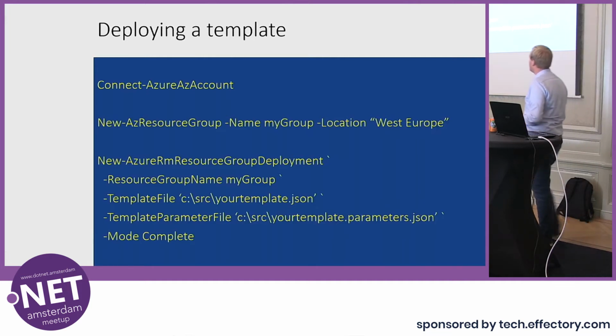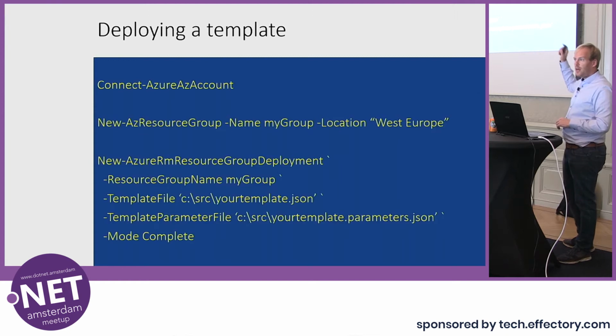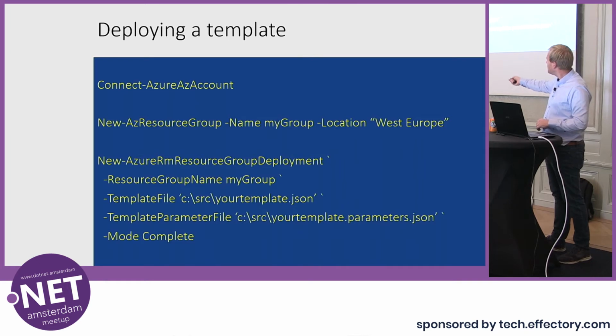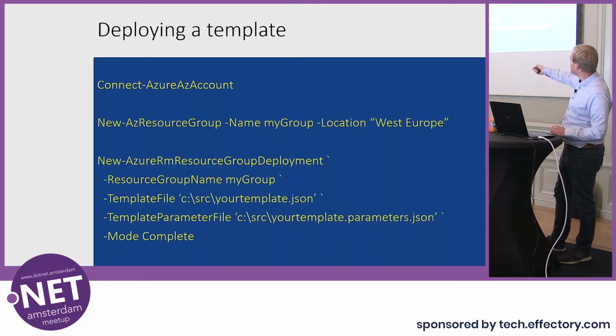So deploying a template is something like this. I'm going to connect to Azure. I can create a resource group. It's really recommended to have one template correspond with one resource group, and the reason is deployment mode. What I'm going to do is a new deployment to this group. This is my template, these are my parameters, and then the mode is going to say complete.